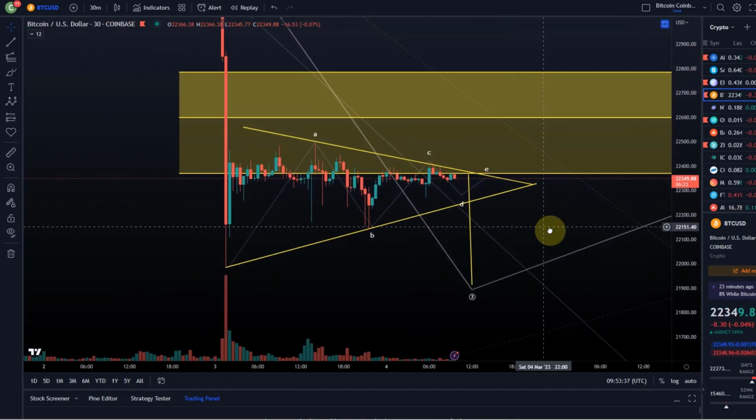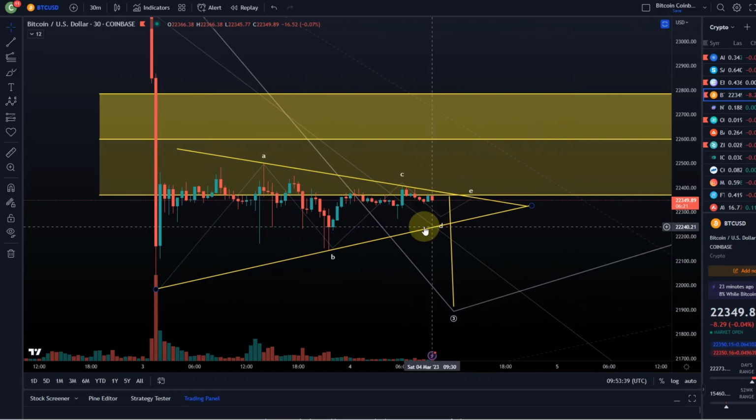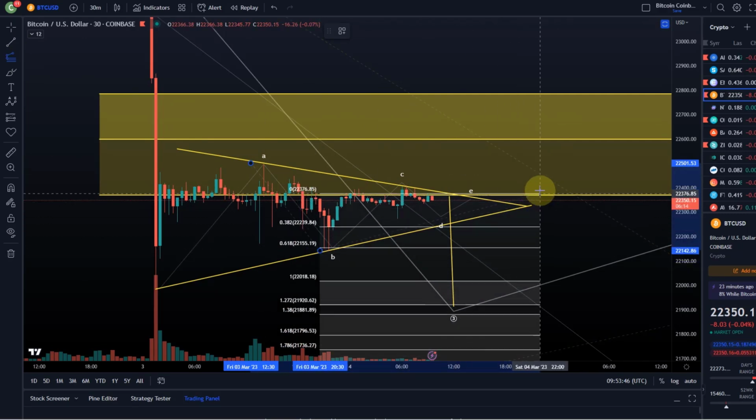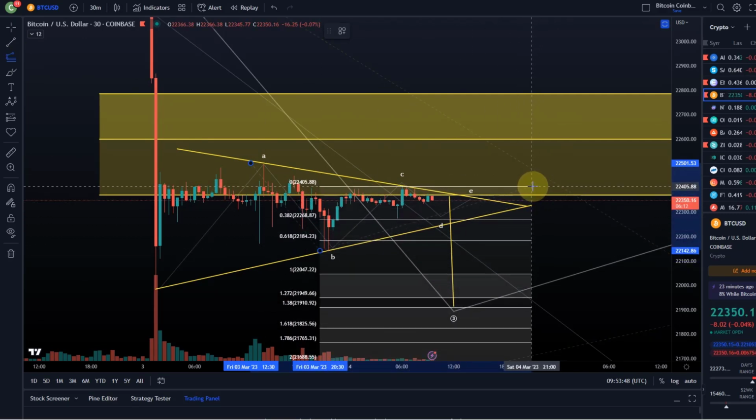Could really very well be we're now in the D wave, head down a little bit here. Typical target for a D wave is the 61.8 extension of the B wave. So you measure that, and the target for the D wave in this case would be 22,184. Would expect a bit of a reaction.